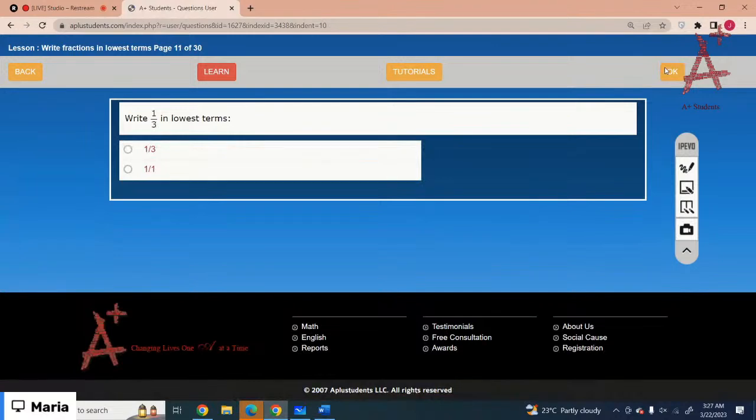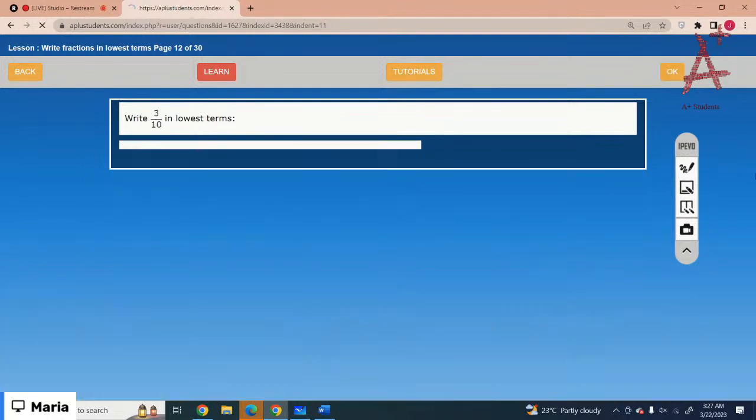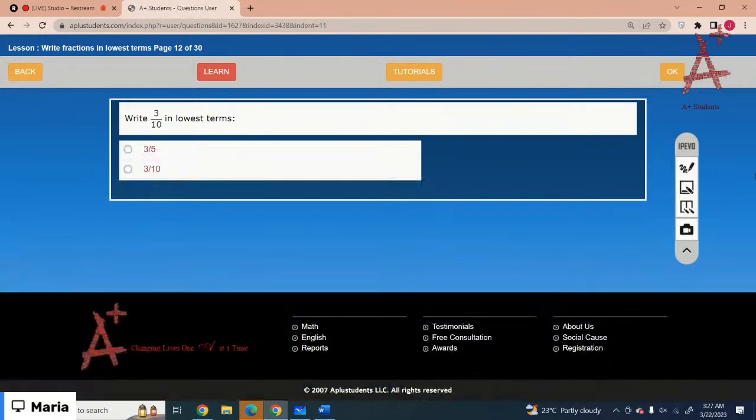Write 1 over 3 in the lowest terms. So which is the correct option? Yes, 1 over 3 is already in the lowest form. So the correct option is 1 over 3. Write 3 by 10 in the lowest terms. So which is the correct option? 3 over 10 is already in the lowest form. Got it? It would be 3 over 10. Okay, write 7 by 8 in the lowest terms. So which is the correct option?